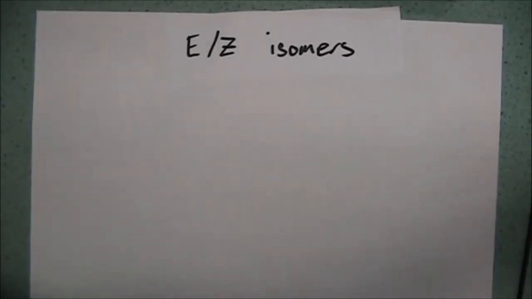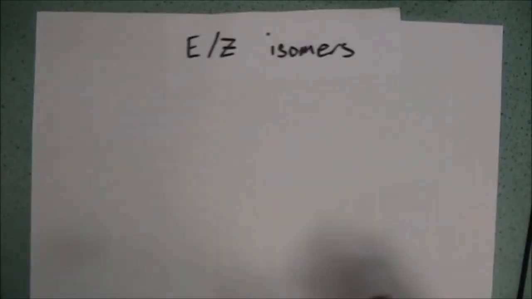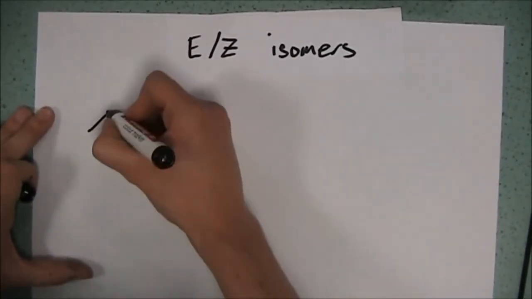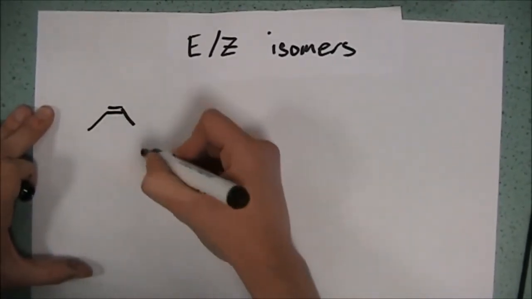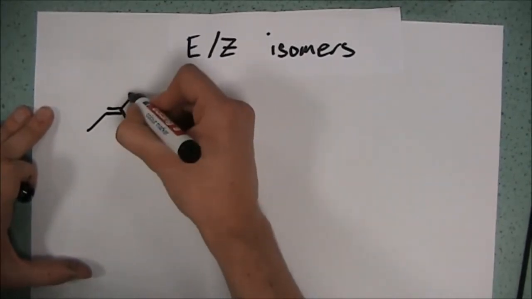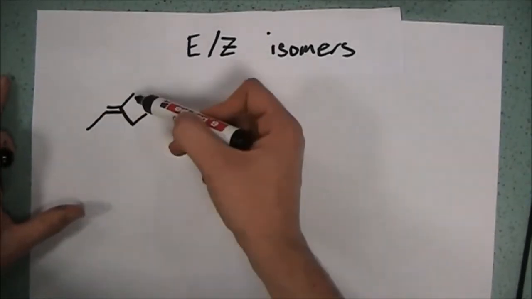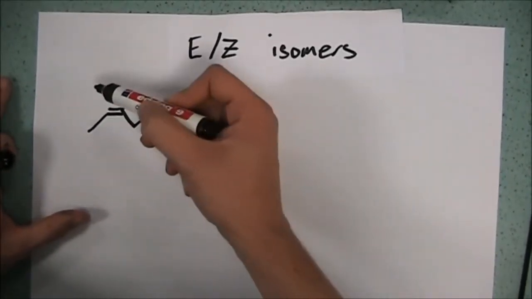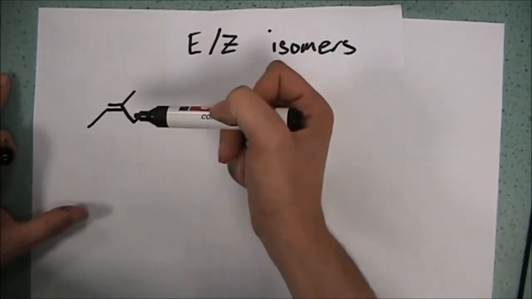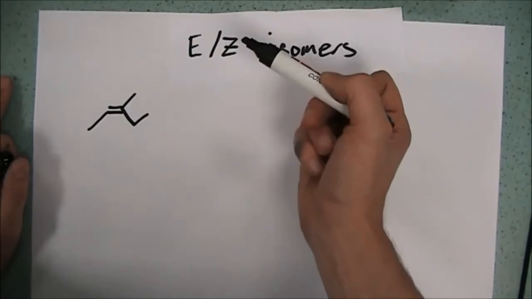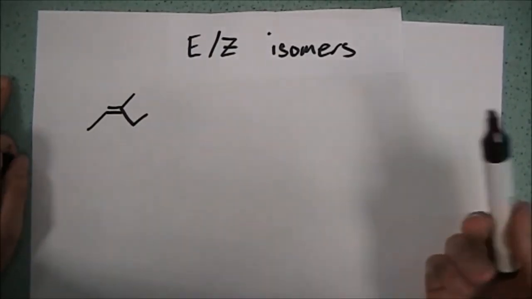Some things you can call trans, and it's perfectly okay to call them E. It works for some molecules that you can name them using either system. Okay. However, if we had something which looked like this, we would find that we don't have two hydrogen atoms on either carbon in the carbon-carbon double bond. So we have to have a way of working out which way is E and which way is Z.